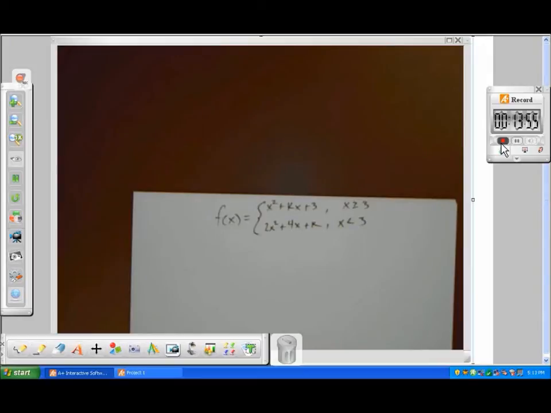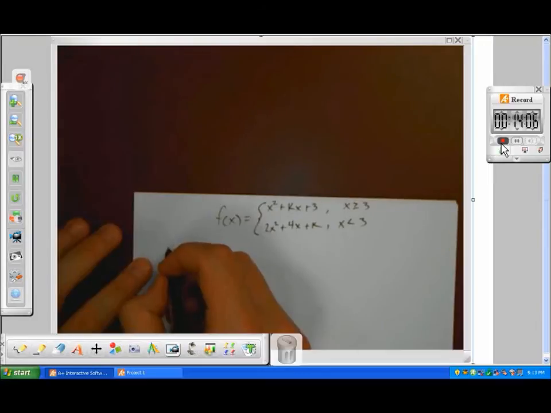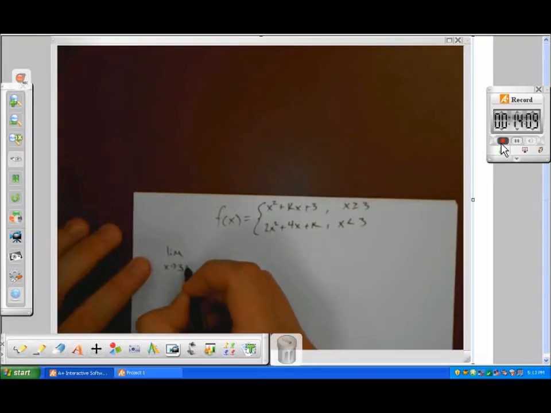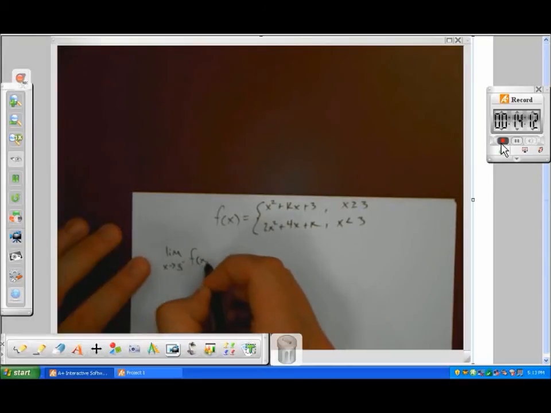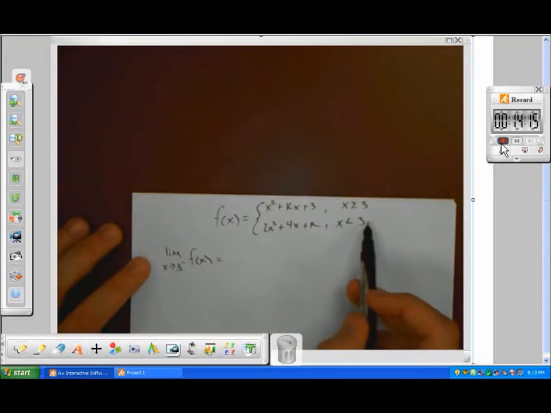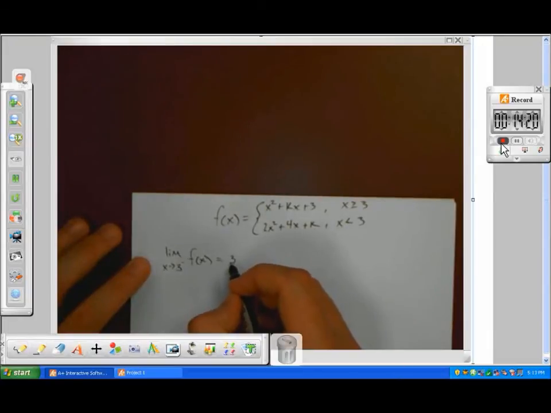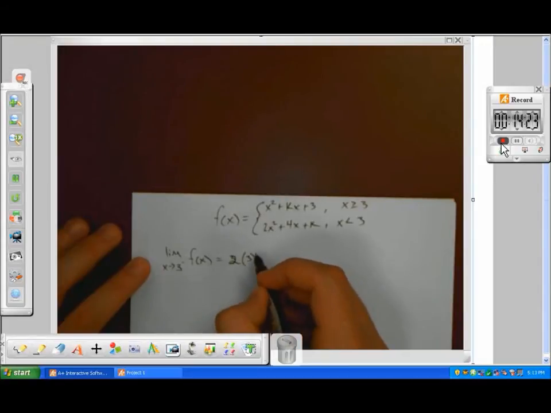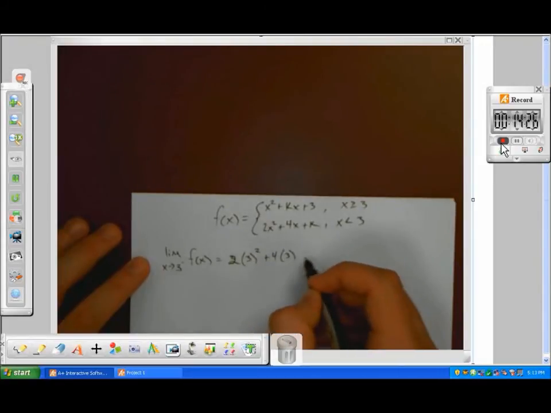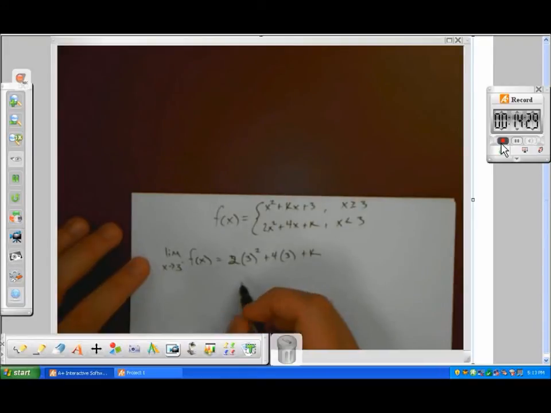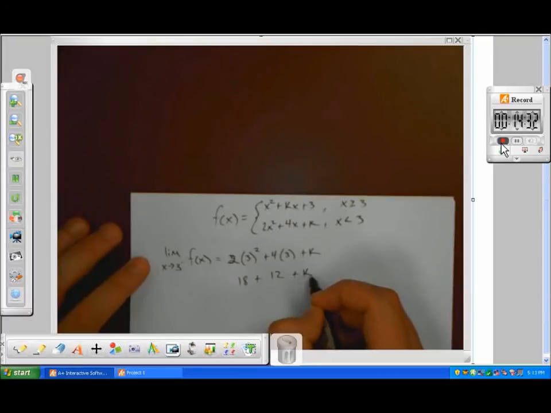Well, I know I've got my three conditions that I would have to satisfy. So I'm going to start with the first one. I have to show that the limit from the left and the right would be the same. So the limit as x approaches 3 from the left would be, okay, so the one from the left would be the less than. So I'm going to put a 3 in for x. So this is 2 times 3 squared plus 4 times 3 plus k. So 18 plus 12 plus k, 30 plus k.